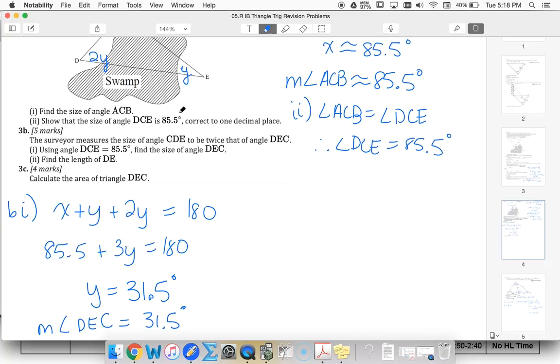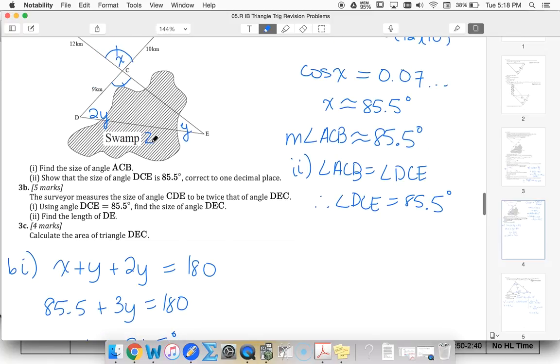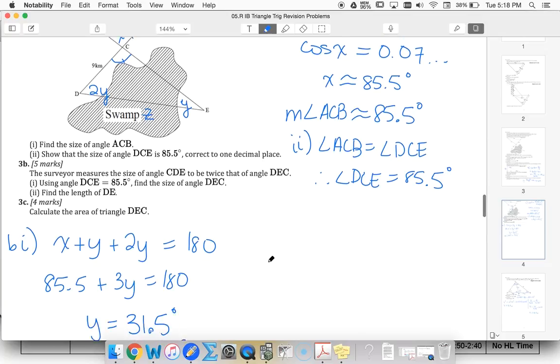Find the length of DE. So now I'm going to use another letter. So I'm going to use Z for this now. So DE is down here. I know the angle across from it. I know this angle and the side across from it. So I can use sine rule.